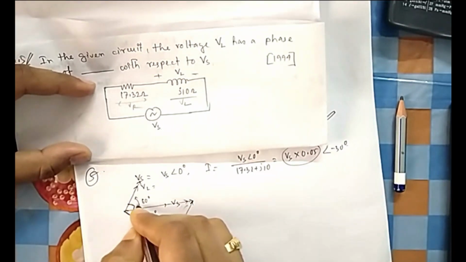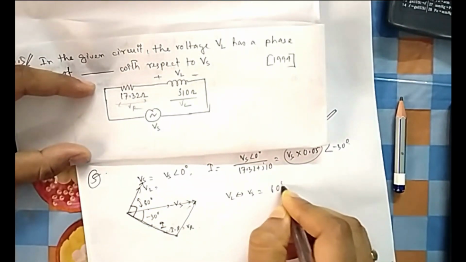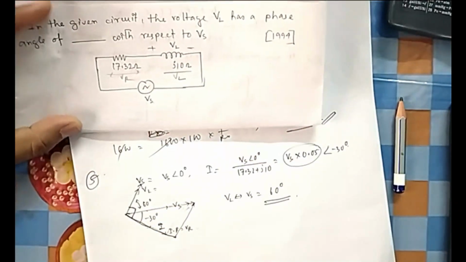But complete is not required. They are asking the angle between VL and VS. So what is the angle between VL and VS? This is 60 degrees. A simple phasor diagram question so that you can do.